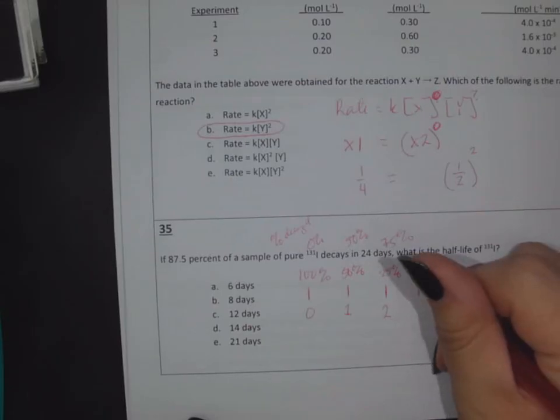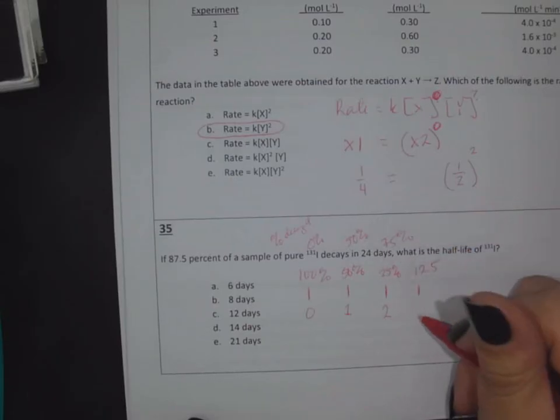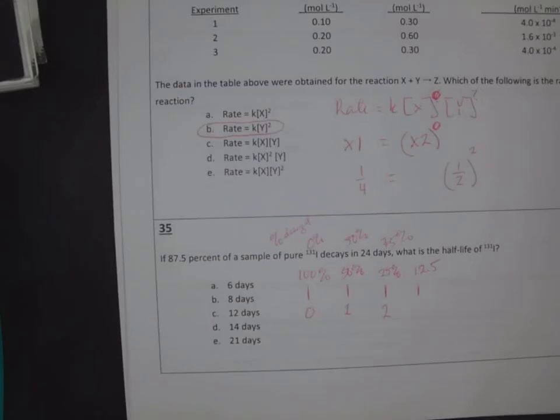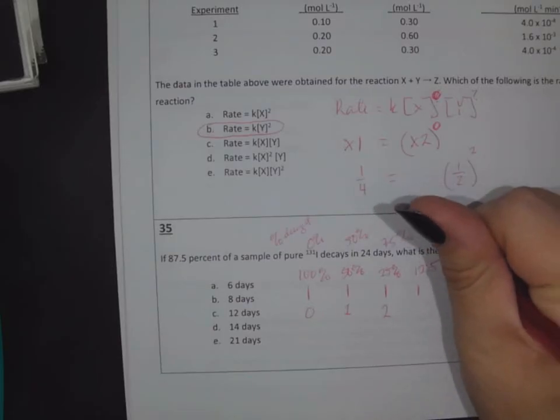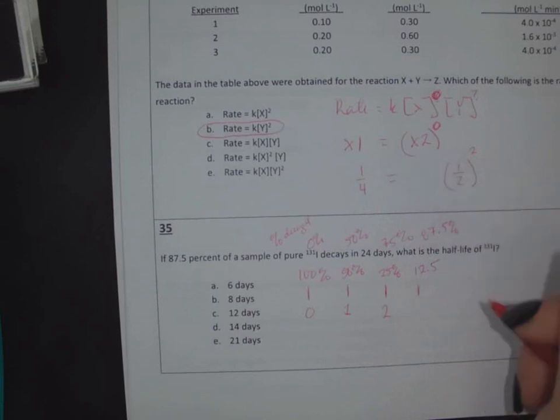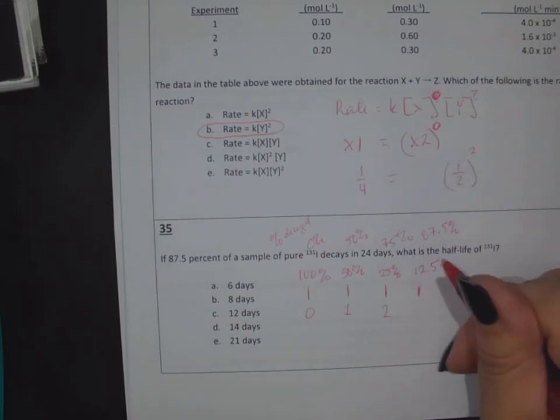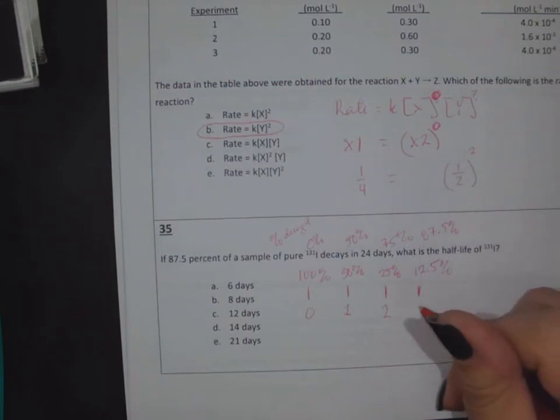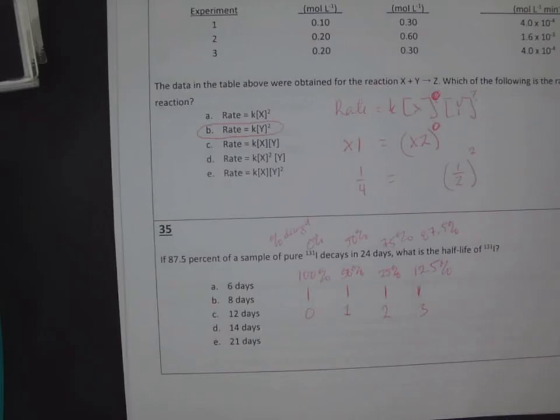Half of 25 is 12.5. And if you do 100% minus 12.5, that leaves you with 87.5% of it has decayed, leaving you with 12.5% of the original. So that means it's going to be 3 half-lives to get to that percentage. And this happens in 24 days.